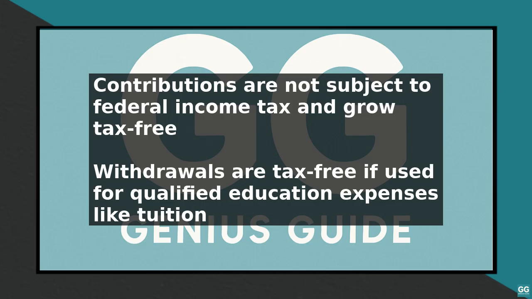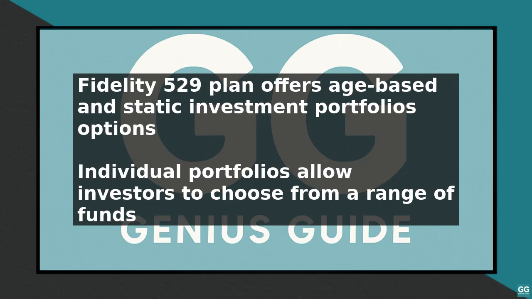When investing in a Fidelity 529 plan, it is crucial to choose the right investment options. The plan offers a range of investment portfolios, including age-based portfolios, static portfolios, and individual portfolios. Age-based portfolios automatically adjust the asset allocation based on the beneficiary's age, while static portfolios have a fixed asset allocation. Individual portfolios allow investors to choose from a range of individual funds.